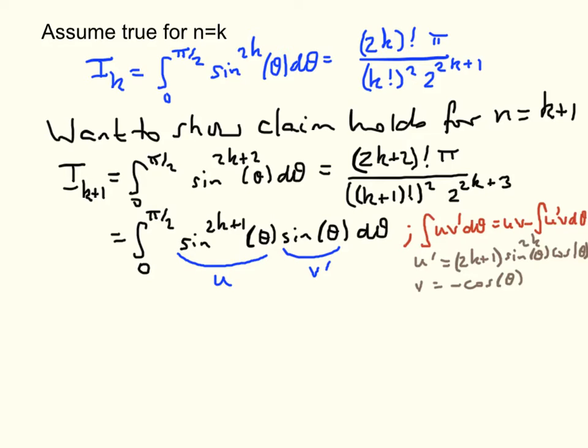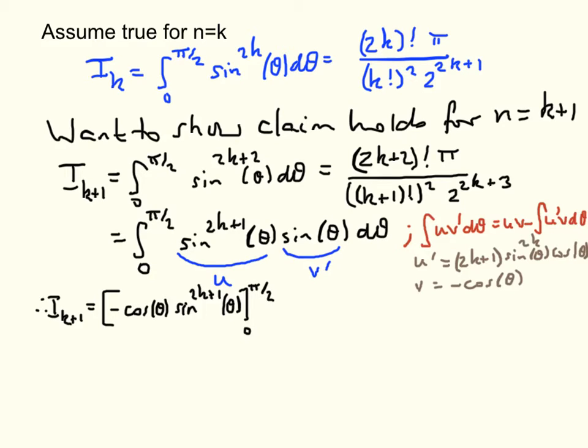So therefore, the integral that we are trying to calculate is, well, it's u times v. U is here, v is minus cos theta, so it is minus, I'll put the minus sign in front, cosine of theta, sine to the 2k plus 1 of theta, and this is all evaluated between 0 and pi over 2.